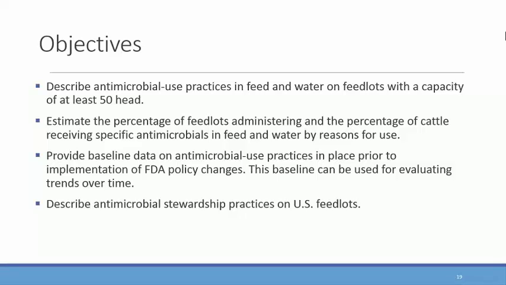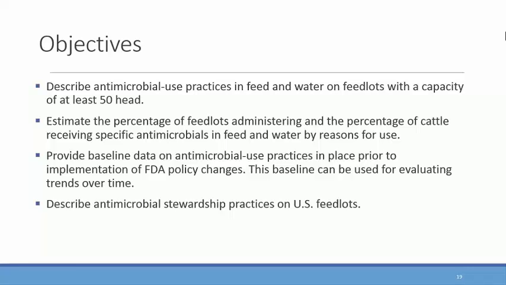Where I can, I'll reference the manual, the page in the manual where this information is, as we go forward. So the objectives are to describe antimicrobial use practices in feed and water on feedlots with a capacity of at least 50 head. And we will split that capacity into a large capacity and a small capacity feedlot that we'll define in just a few minutes. Our goal is to estimate the percentage of feedlots administering and percentage of cattle receiving specific antimicrobials in feed and water by reasons for use.